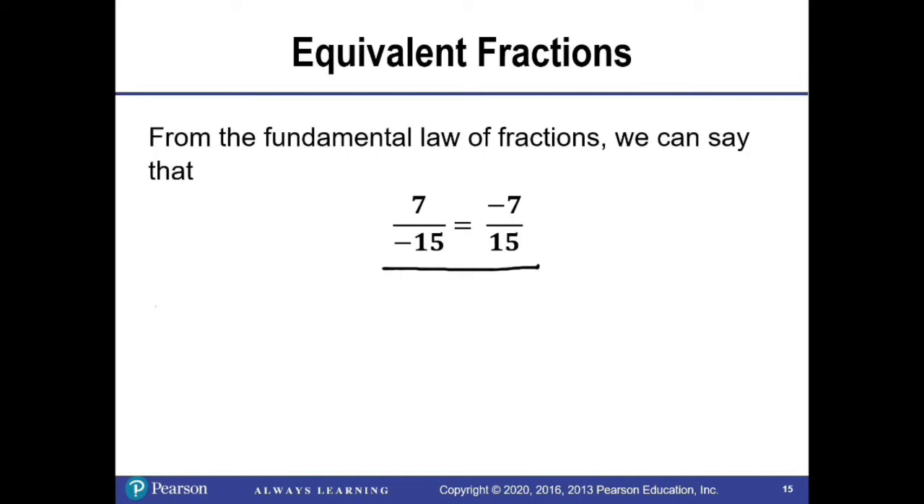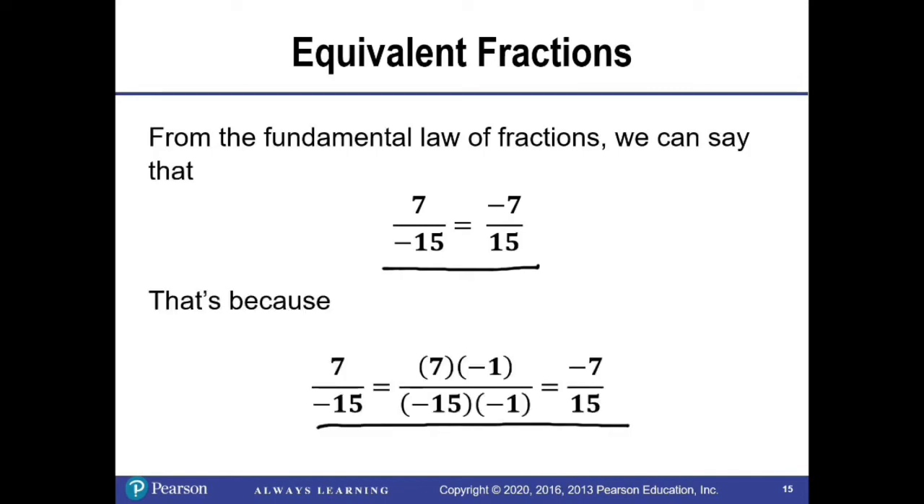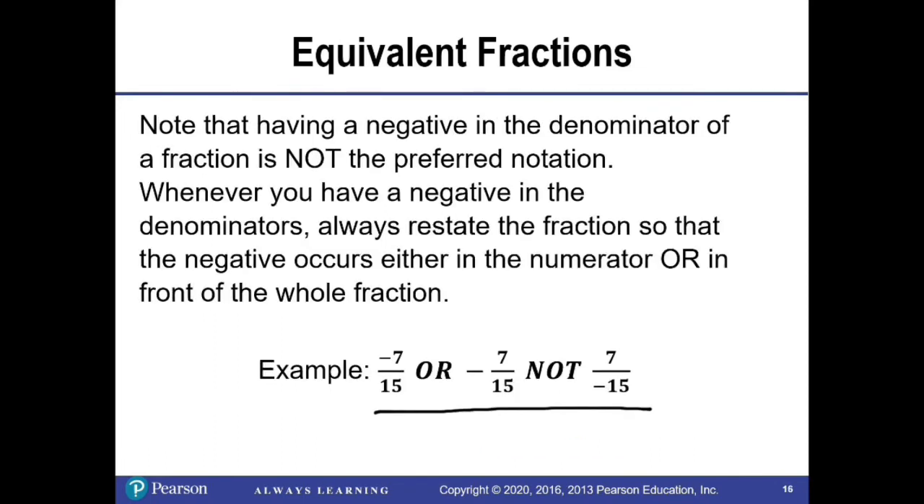Now here's why these two fractions are equivalent. So 7 over negative 15, if I multiply the top and the bottom both by negative 1, 7 times negative 1 is negative 7, and negative 15 times negative 1 is positive 15. Again, when we're working with fractions, we prefer to write the answer with a negative on the top, negative 7 over 15, and negative out front, so negative 7 over 15. We typically do not want to have that negative written in the denominator.